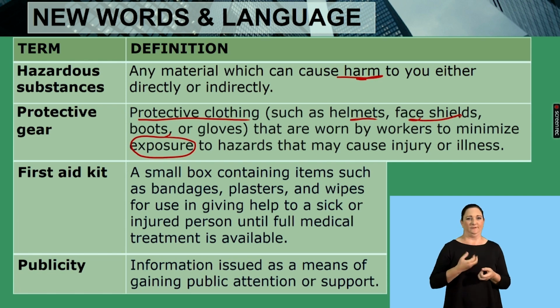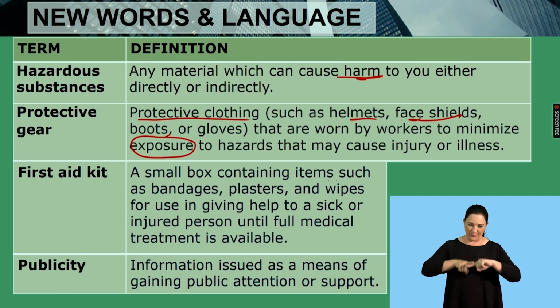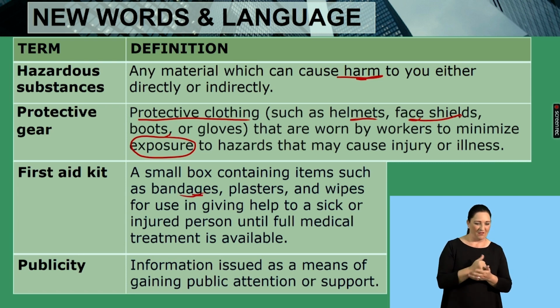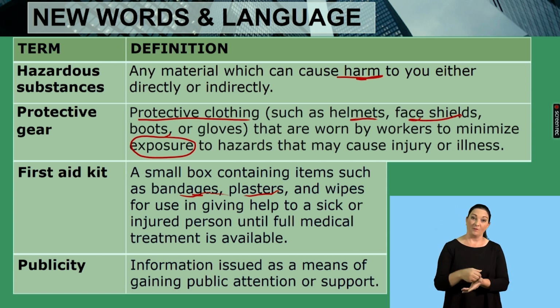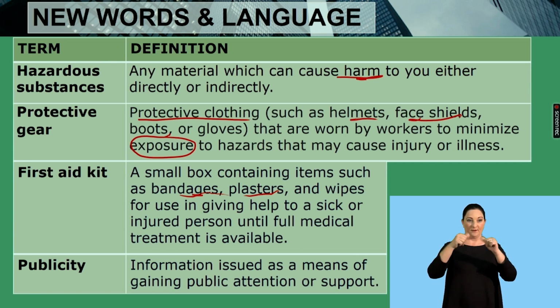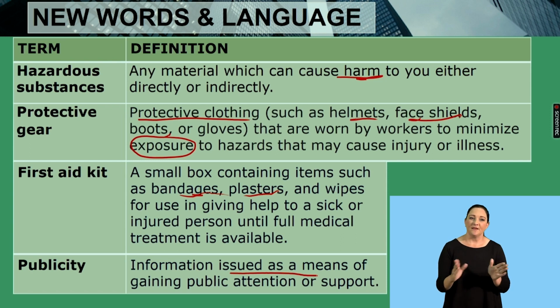We also have a first aid kit, which is defined as a small box containing items such as your bandages, plasters, and wipes for use in giving help to a sick or an injured person until full medical treatment is available. Lastly, we have the word publicity, which is defined as information that is used as a means of gaining public attention or support.